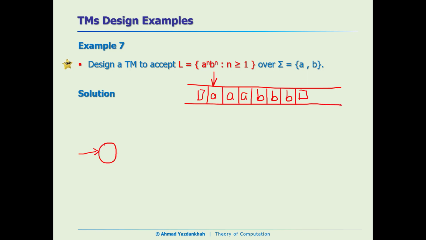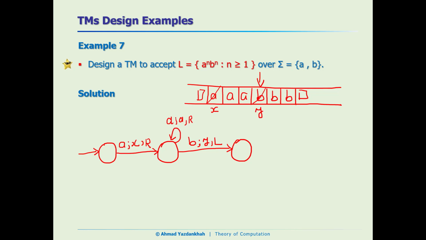All right, with this being said, now we are ready to start our design. We start from here, and the first thing is, if it is A, then change it to X and go to the right. This A will be changed to X and the cursor goes here. Now I need to find a matching B for this A, so I need to bypass all of the A's. How can I do that? Very easy. I put a loop here: if it is A, don't change it, go to the right. After this loop, this guy and this guy will be bypassed and the cursor reaches here. Now, if it is B, change it to Y and go to the left. Then this will be changed to Y and it goes here.